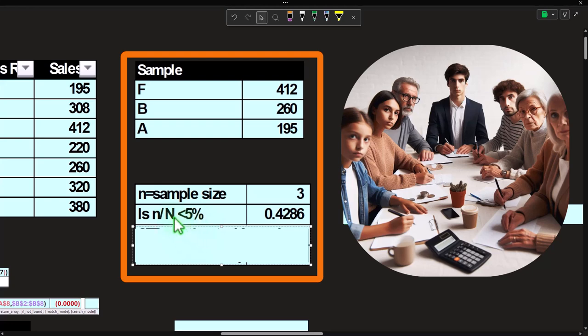Now, a couple things just to keep in mind here, because this can be a little bit confusing, because you might say, hey, isn't it good if I get a bigger sample compared to the population?